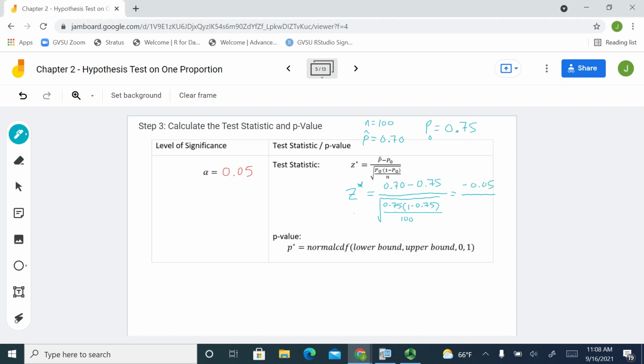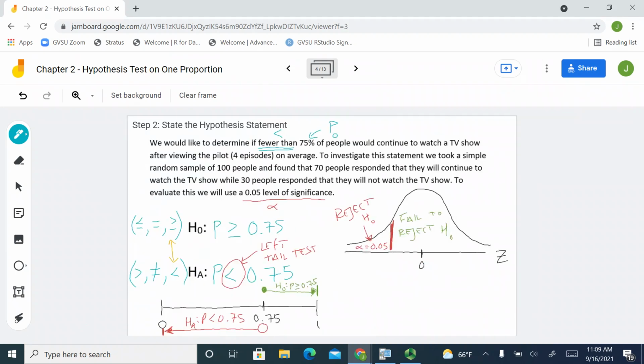And then in the denominator, when I take the square root of that, that comes out to be 0.0433. And then last, if we divide those two values, the numerator by the denominator, we come up with a value of negative 1.155. And that would be our test statistic value. Now I'm going to go back to the picture and just show you this, but that test statistic falls to the left of 0.